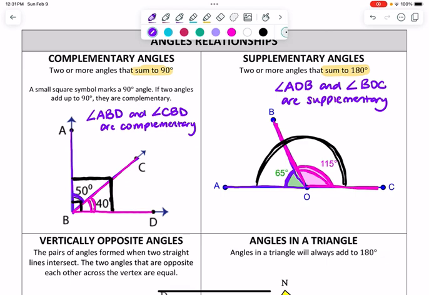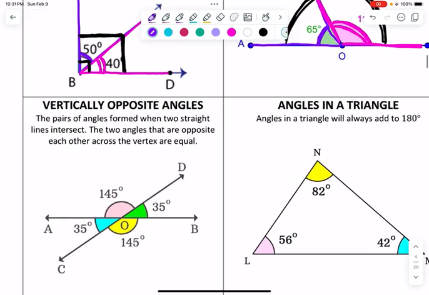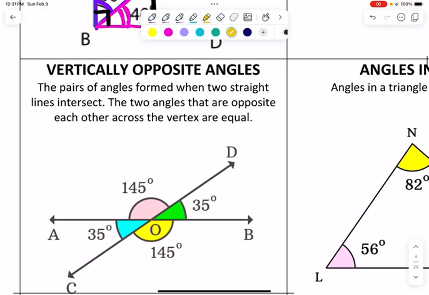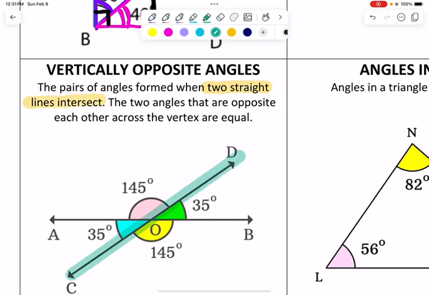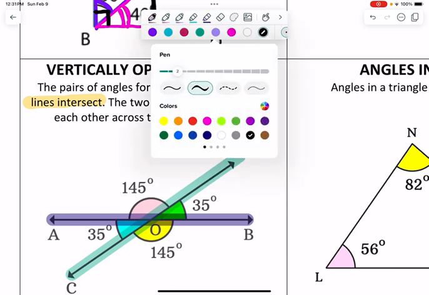All right, the next one is called vertically opposite angles. Now, vertically opposite angles are formed when I have two straight lines that intersect. So here I have two straight lines. If I used a ruler and drew straight all the way across, no bends, no bumps, and then did another line, all the way across, these two lines intersected. And when they intersect, they form four separate angles.